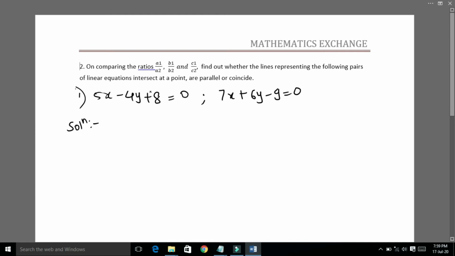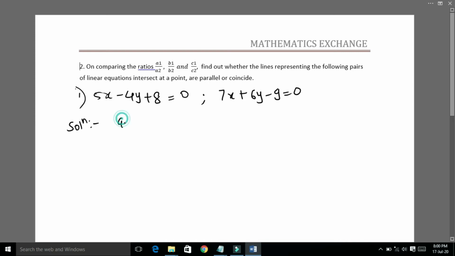So we know that whenever a1 upon a2 is not equal to b1 upon b2, then the lines are intersecting lines. When a1 upon a2 is equal to b1 upon b2 is equal to c1 upon c2, then the lines are coincident lines. And when a1 upon a2 is equal to b1 upon b2 is not equal to c1 upon c2, then the lines are parallel. So we check for this.